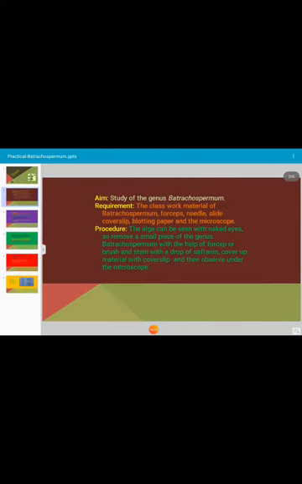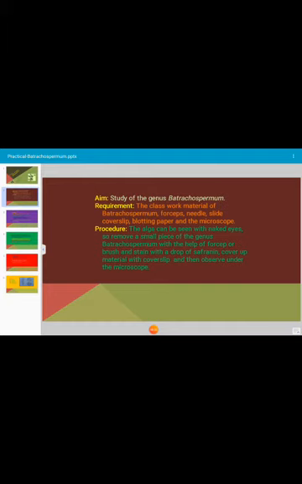Today's topic for discussion is a practical protocol of algae, and the aim of today's practical is the study of the genus Batrachospermum. Batrachospermum is an alga. Let us see all the details of the practical. The requirement of the practical is that we need the classwork material of Batrachospermum. We need forceps, needle, slide, cover slip, blotting paper and the microscope.